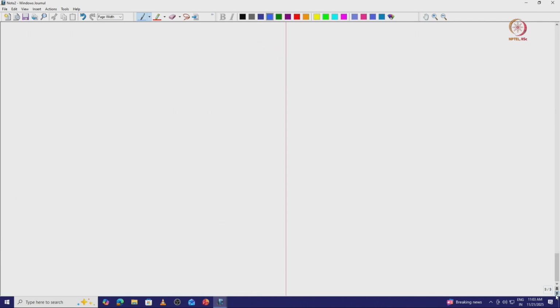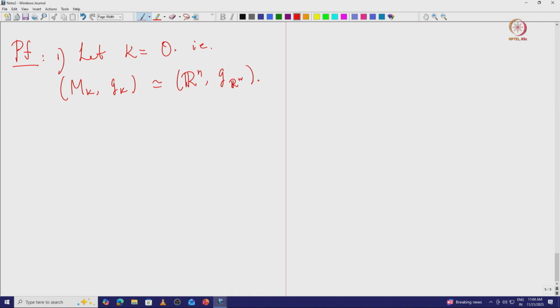So let me maybe quickly give a proof. This will be a slightly longer lecture, so my apologies for that. So let us first do the Euclidean case. So let kappa be equal to 0, i.e. my model space that I am looking at is basically just the Euclidean space. Okay.